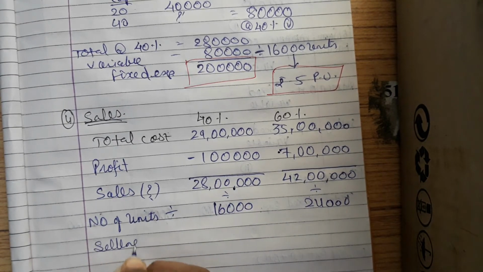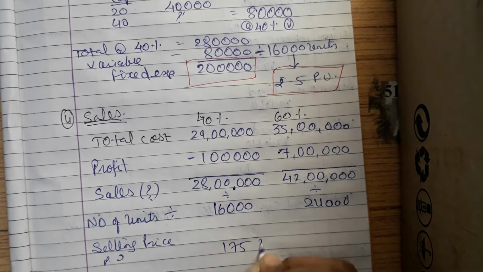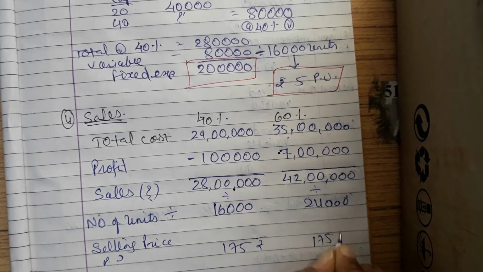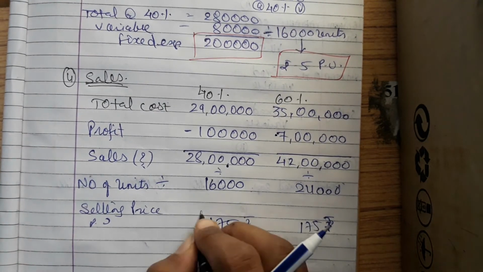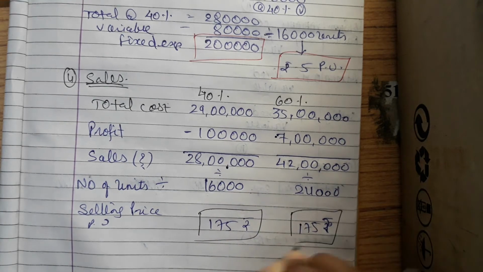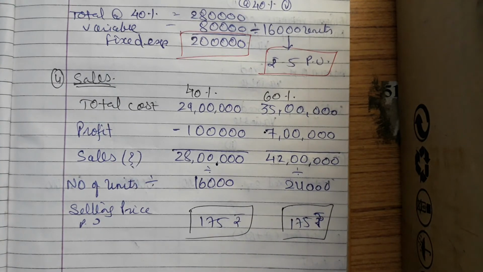So my selling price per unit is 175 rupees, and here it is also 175. So your sales is also purely variable, right? So our selling price per unit can be found out like this.